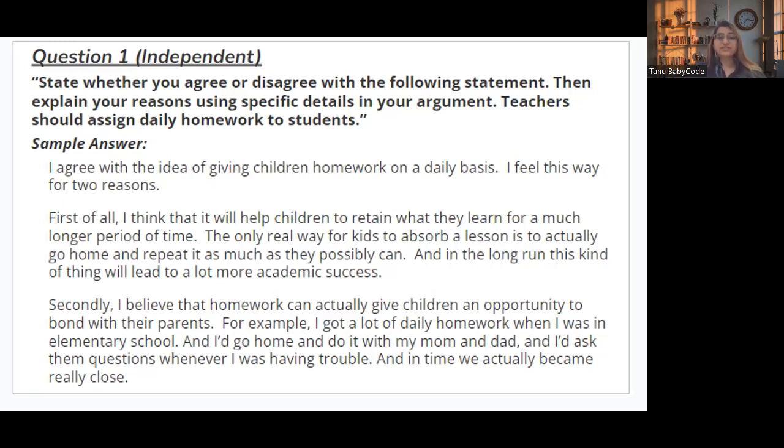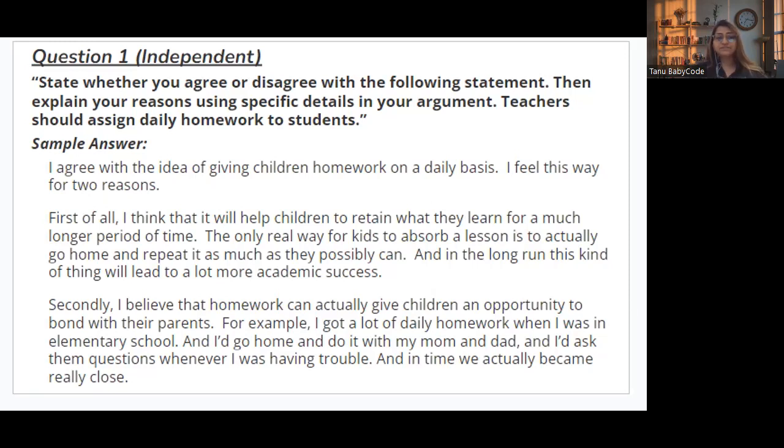So here the question says the teacher should assign daily homework to students. So whether you agree or disagree, you have to explain this. First, you have to talk about your agreement or disagreement, and then you have to explain the reasons also. So you have 15 seconds to prepare and 45 seconds to speak. So this is a well-developed response. You can read this response for future reference, right? So he agreed, and for agreement, he mentioned 2 reasons. In the same way you have to do.